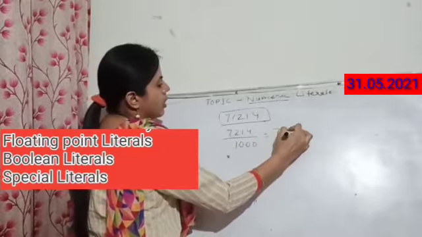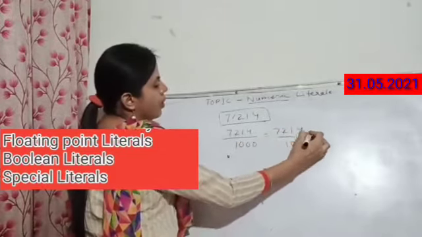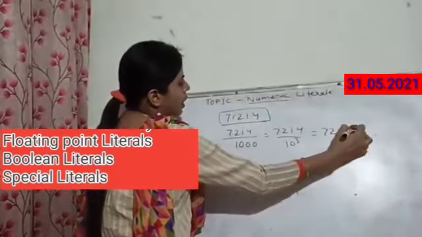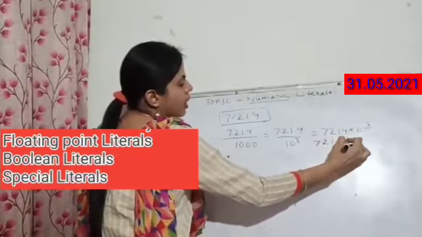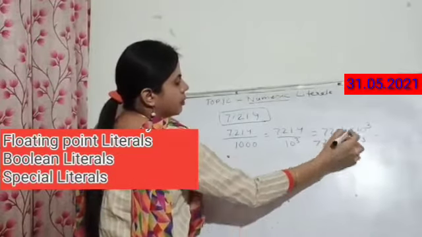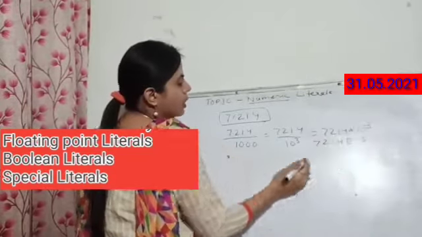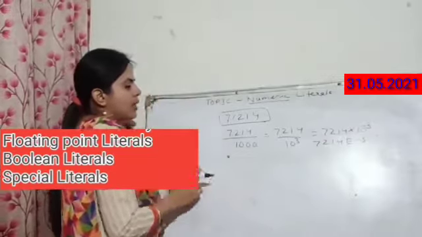So it will be further written as divided by 10 to the power cube, or 7214 into 10 to the power cube, or you can say 7214e-3. It will be minus, obviously. Okay, so like this it can be written.